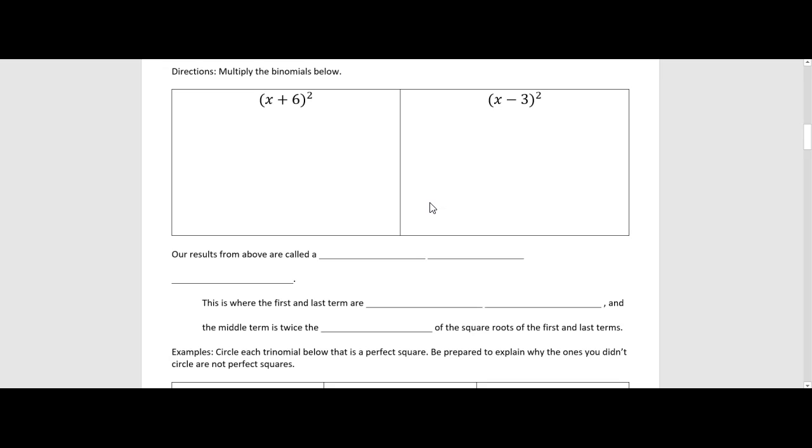Again, maybe you remember the shortcut. Maybe you need to rewrite these. Remember that this is really equal to x plus 6, that quantity times the quantity x plus 6. And then you could go ahead and distribute. So pause the video, go ahead and do both of those at the top, and then we will continue our discussion.